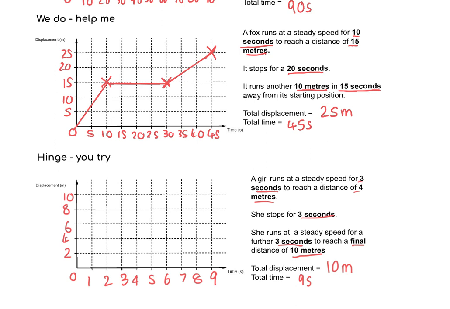So first of all, she runs at a steady speed for 3 seconds to reach 4 metres. So 3 and 4 will do our first point. She stops for 3 seconds at exactly the same displacement because she's not gone any further. And then she runs a further 3 seconds to reach the final distance. It doesn't actually tell you how far she runs, just that she ends up at 10. You can work out from the graph that she's actually running 6 metres in that time. So this graph, once we've drawn our lines, looks like that.